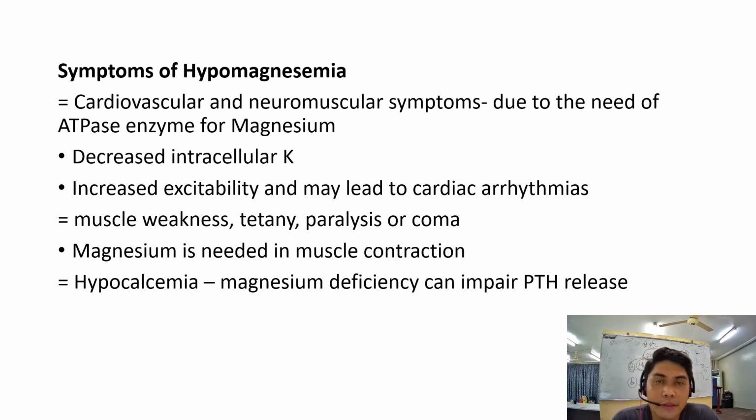Now, symptoms of hypomagnesemia. Usually the symptoms of hypomagnesemia are cardiovascular and neuromuscular. The cause of this is that magnesium is the activator or cofactor of the ATPase enzyme. So if there's a problem with magnesium, there's also a problem with the sodium potassium pump. The effect is decreased intracellular potassium concentration, so there is increased excitability, which may lead to cardiac arrhythmias.